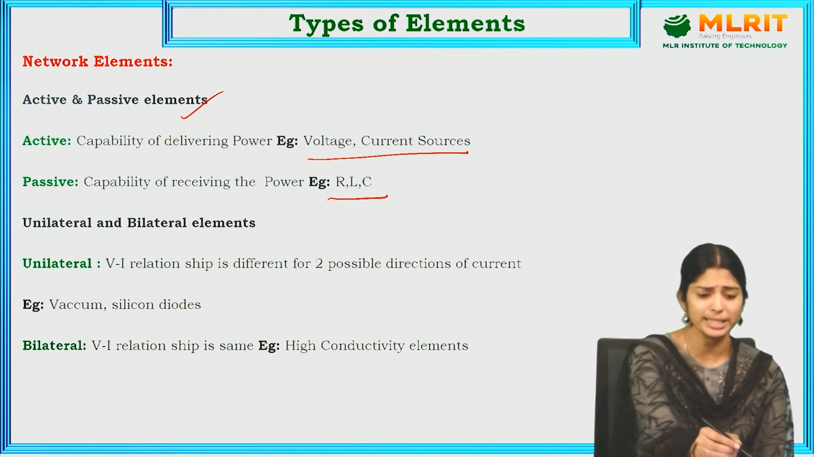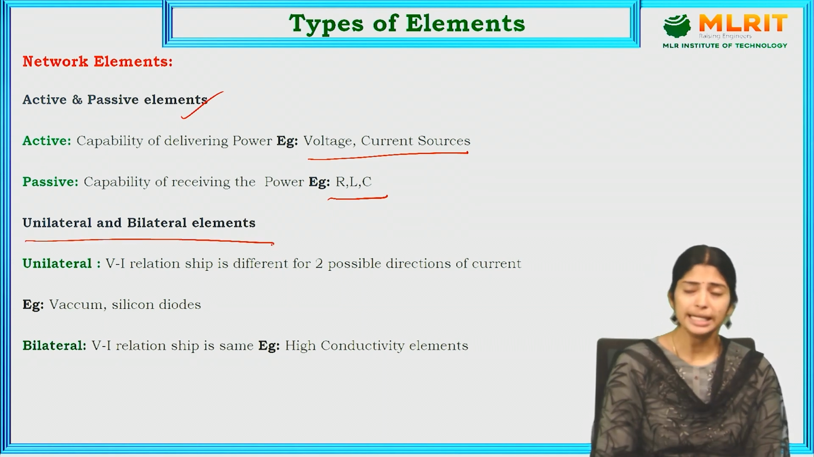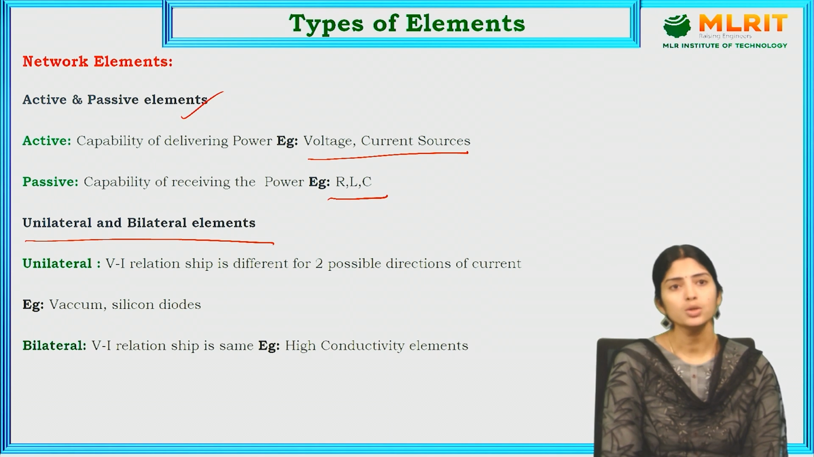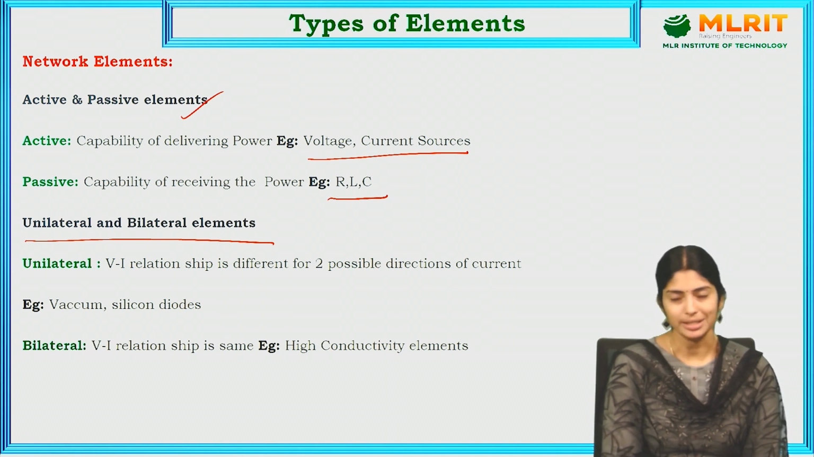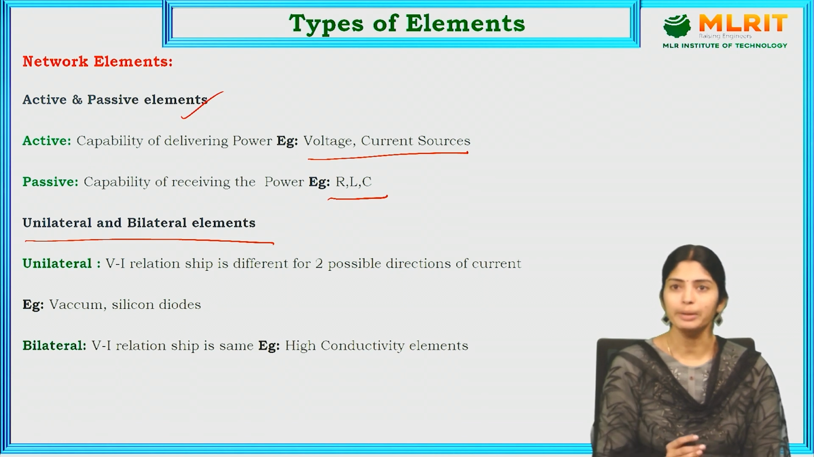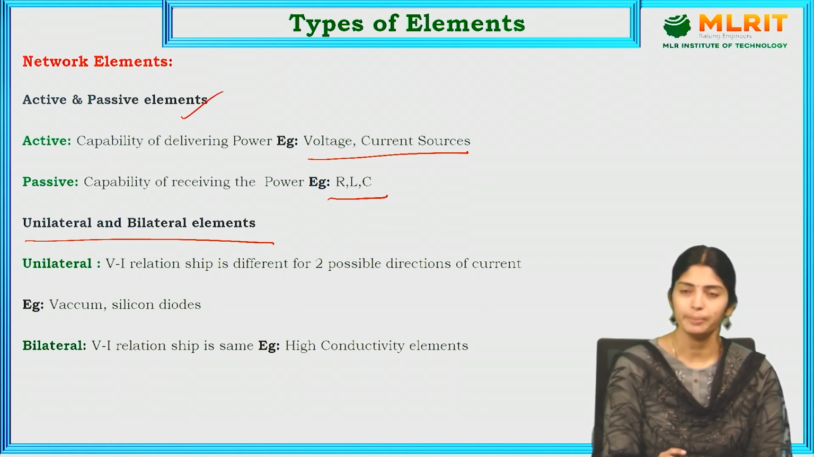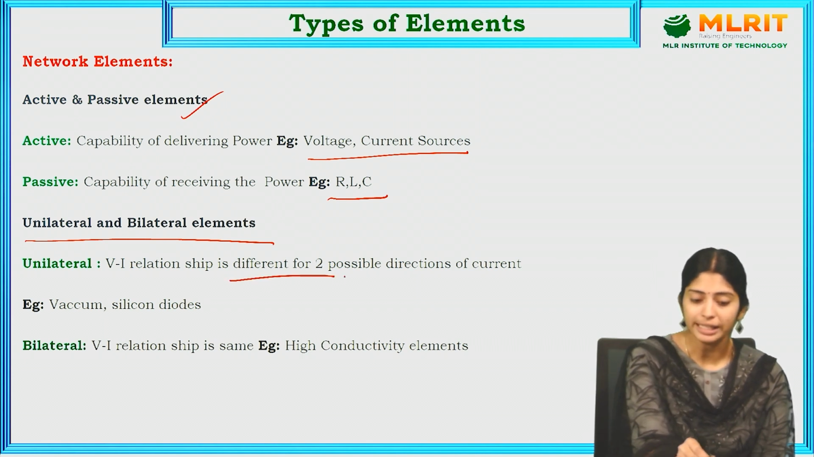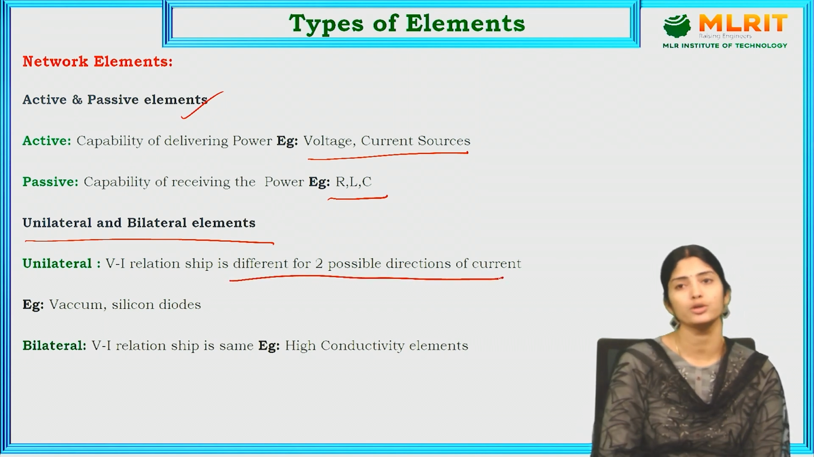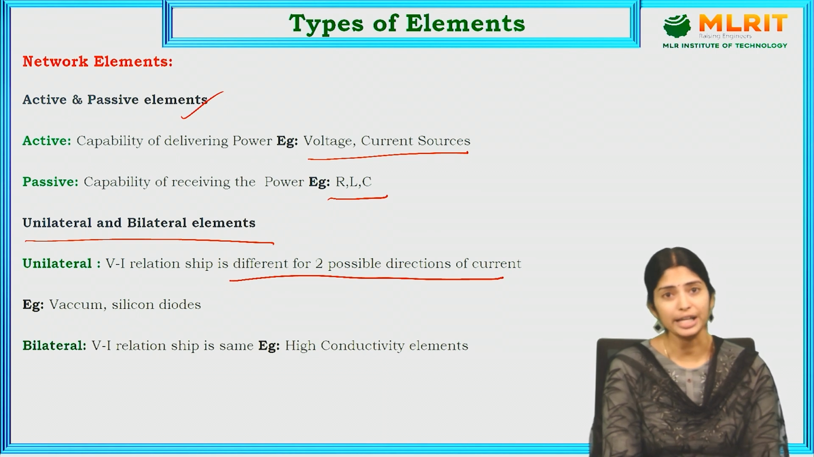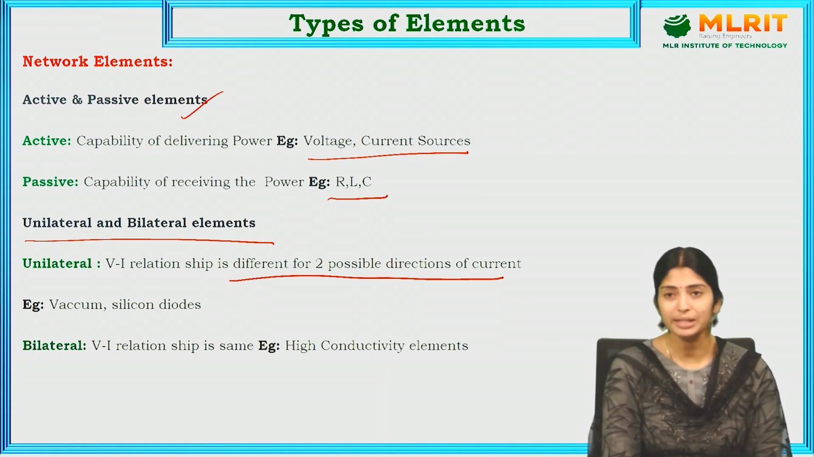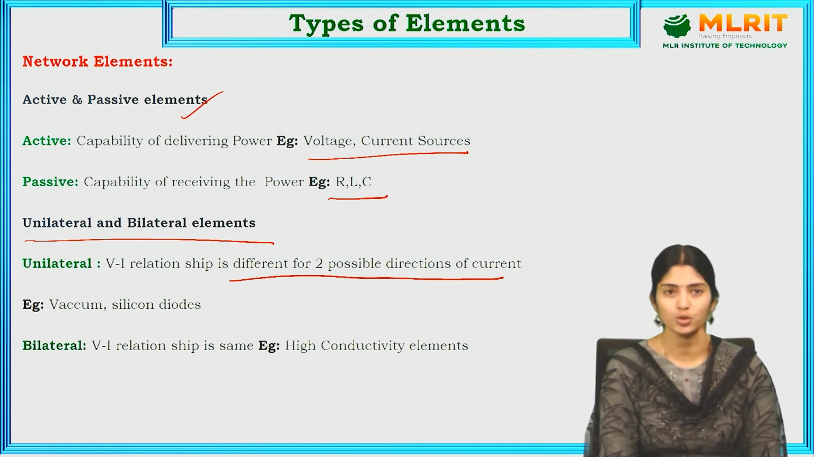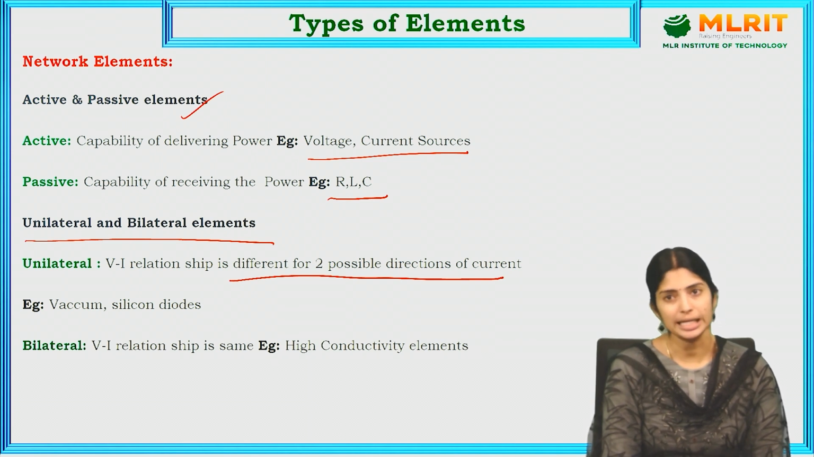Next, coming to the second type of elements, unilateral and bilateral elements. So what are unilateral and bilateral elements? These are classified based upon the VI relationship, meaning the voltage current relationship. A unilateral element is one whose VI relationship is different for two different directions of current. Examples of unilateral elements are vacuum diodes, silicon diodes, etc.